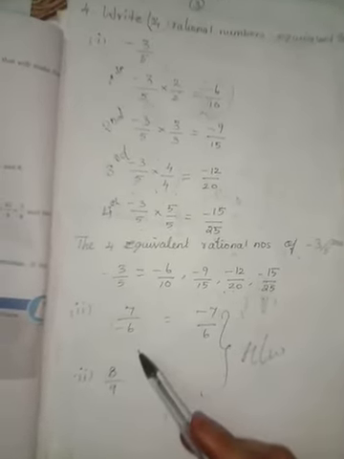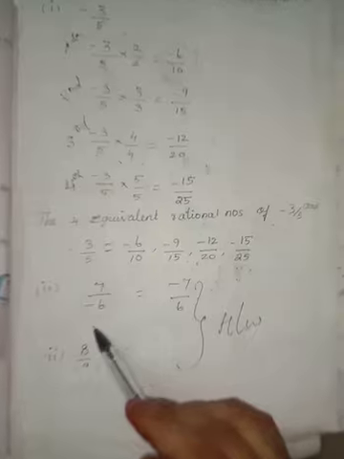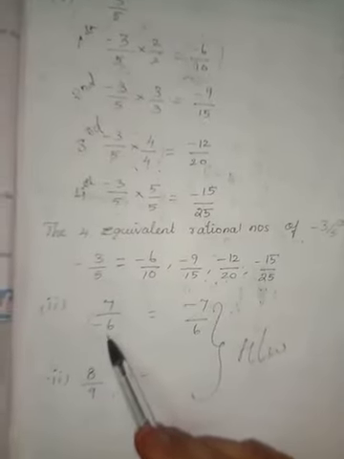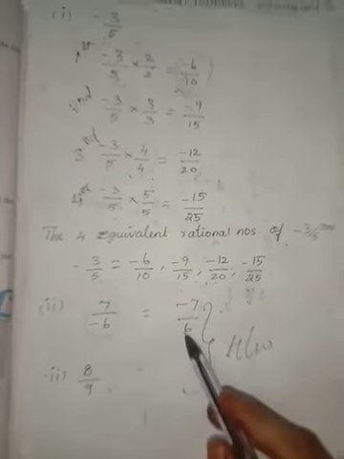7 by minus 6 and 8 by 9. Here the denominator is negative. We should convert into the standard form. Then let's move on to the fifth sum.